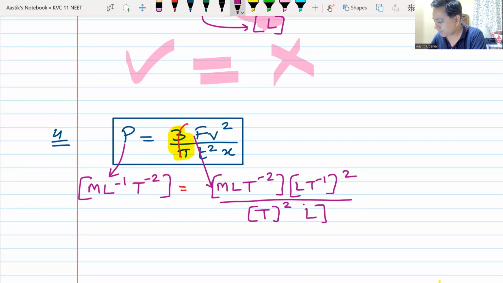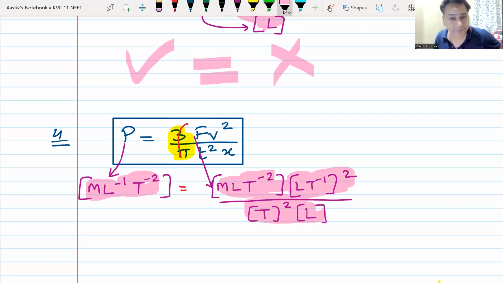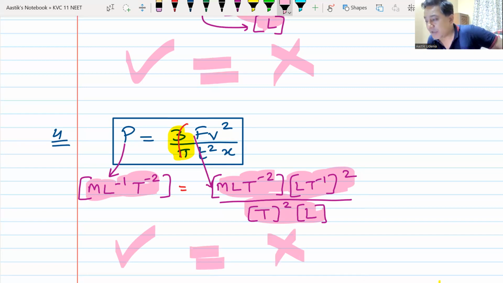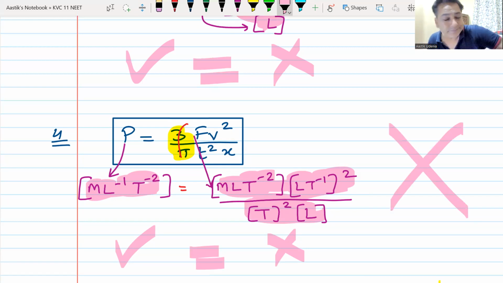Now I check the dimension on the left hand side and the dimension on the right hand side. I will not do it. I want my kids to do it. Are they the same? This side, this side, are they the same? No, sir. That is correct. The dimension on this side is not the same as the dimension on the other side, and therefore this equation has to be definitely wrong.